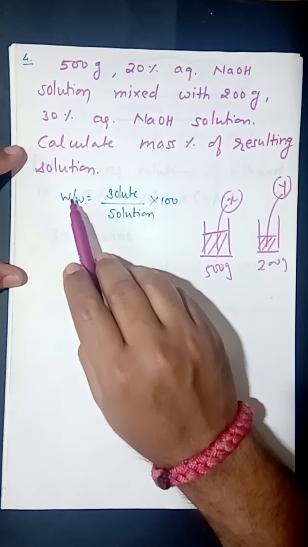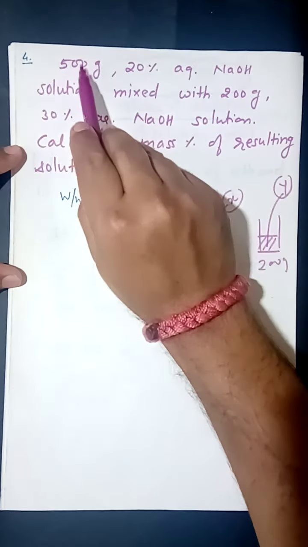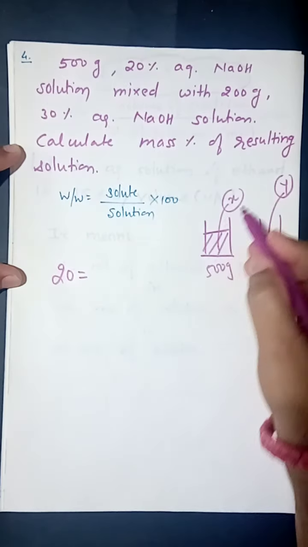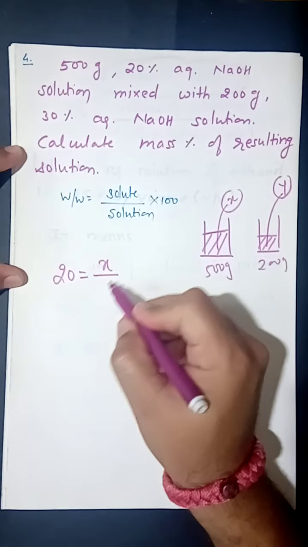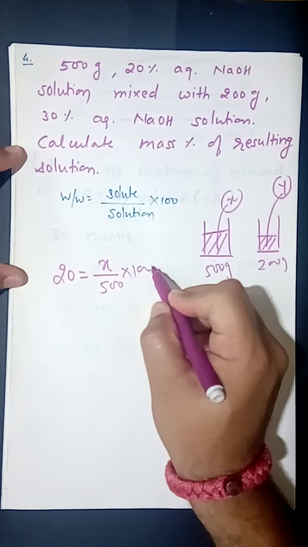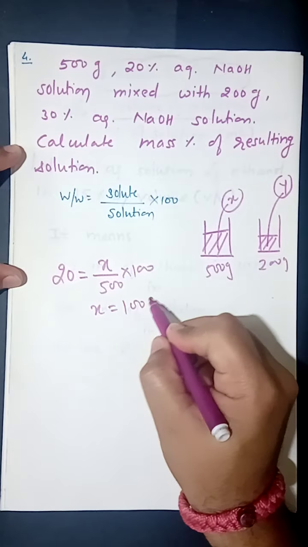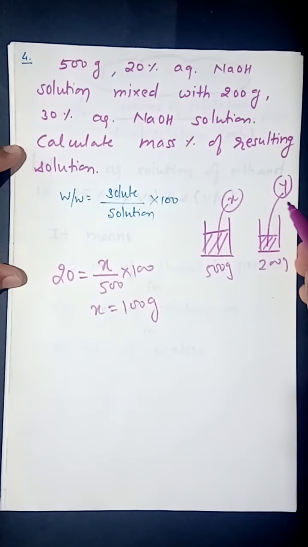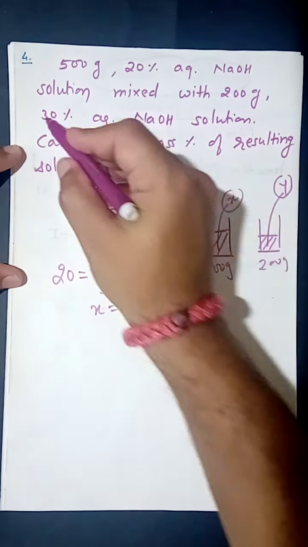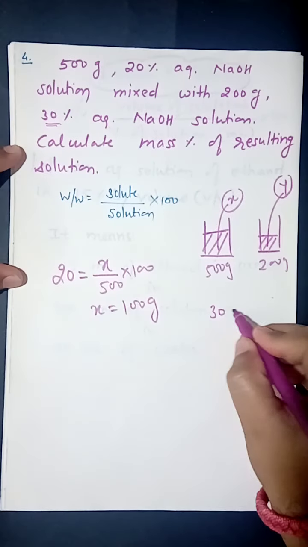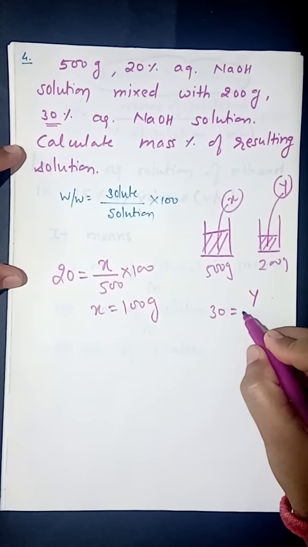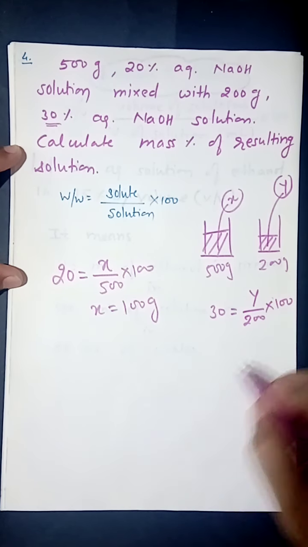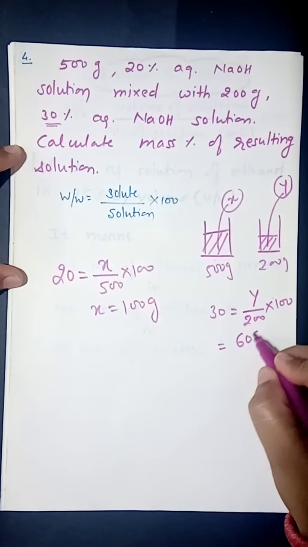To calculate the value of X and Y, we use the same formula, just like we did in the previous question. Mass percent, 500 gram solution 20%. So here mass percent 20 equals weight of solute, we assumed X, divided by weight of solution 500, into 100, and X equals 100 gram. So here solute is 100 gram. Similarly calculate solute here. Here percentage is 30 as per the question. 30 equals, we assumed solute as Y, divided by mass of solution which is 200, into 100 as per the formula. So it becomes 60 gram.